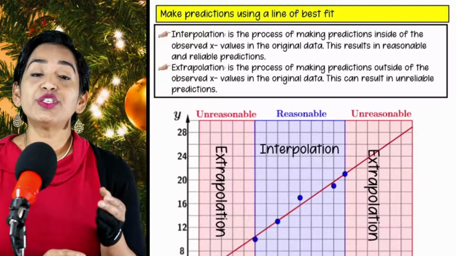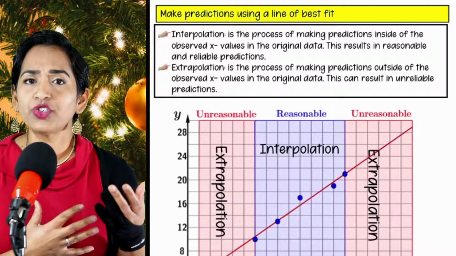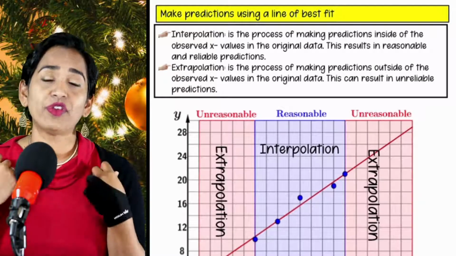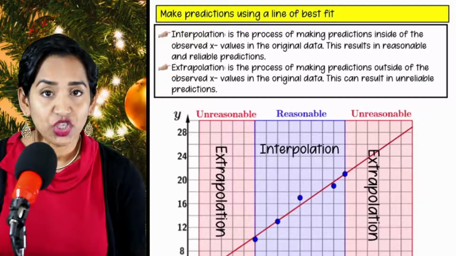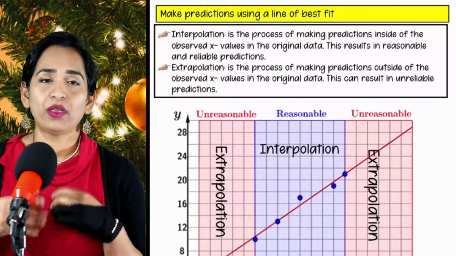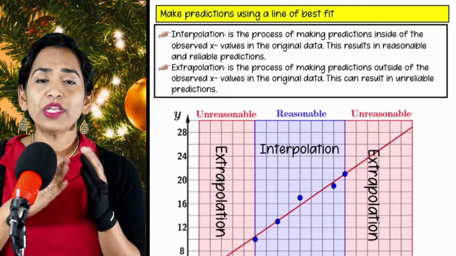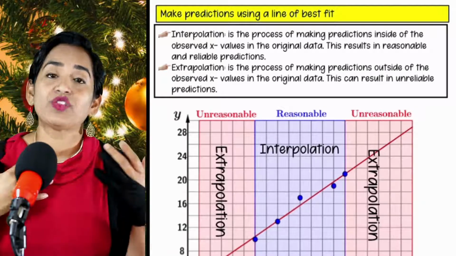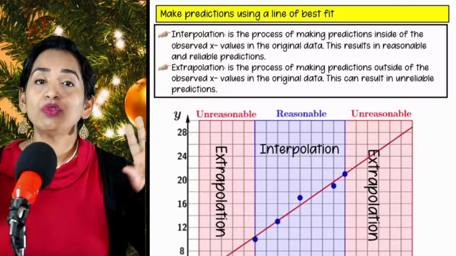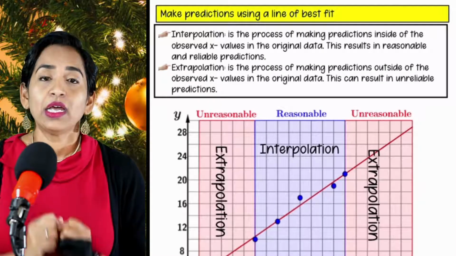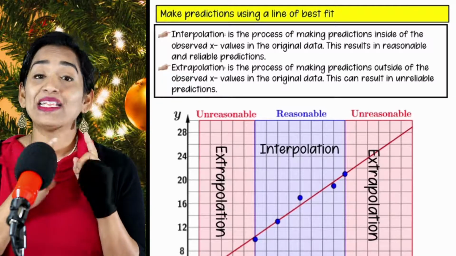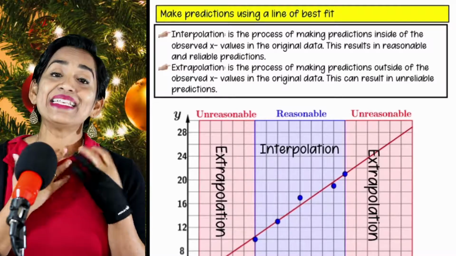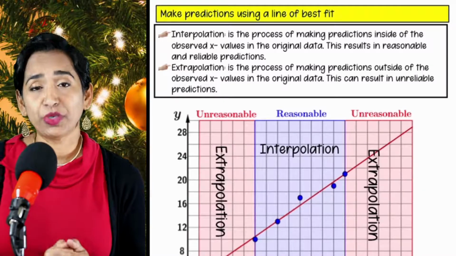Line of best fit is used to make predictions. Now, how can I make predictions? Let's take a look. When you're making predictions, you have two terms that you have to know. One is interpolation, one is extrapolation. Interpolation is calculating the values that are within your observed values. Extrapolation is calculating the values that are outside your observed values. If it's an interpolated value, then it's reasonable and reliable. If it's an extrapolated value, it is unreliable, but sometimes it could be reasonable.